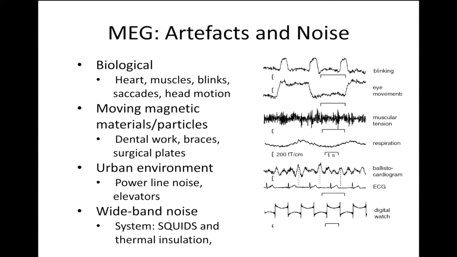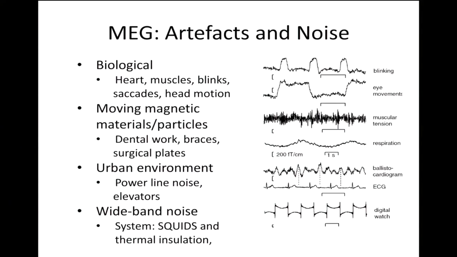In terms of artifacts, as I mentioned, you get very similar artifacts to EEG. On top of that, there is a lot of additional ambient noise and other artifacts. You get blinking, and any moving magnetic materials are definitely problematic. Any metallic implantations are an issue, because you are entering a very strong magnetic field, and you do not want any metal to interfere with the recording, which is a very weak magnetic field. So any dental work, braces, surgical plates, and even, I heard, some makeup which has metallic content can interfere with MEG.